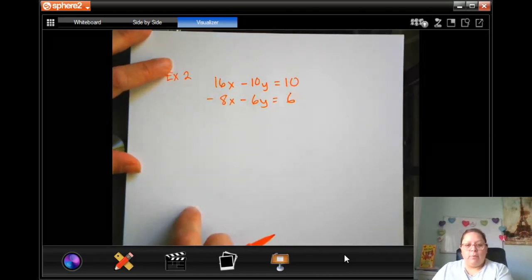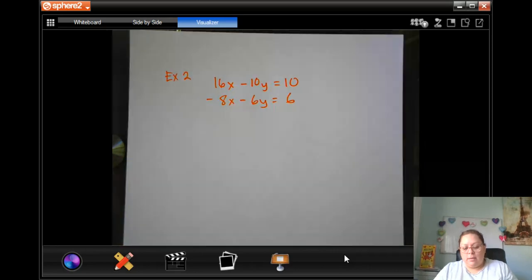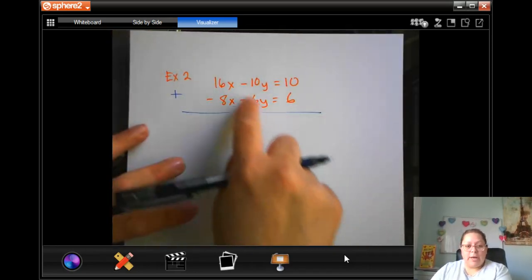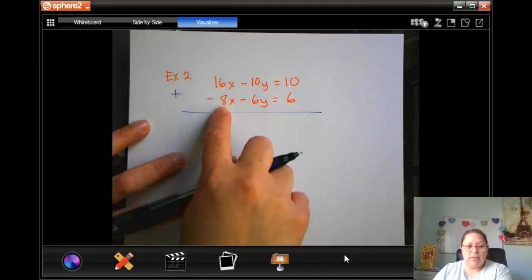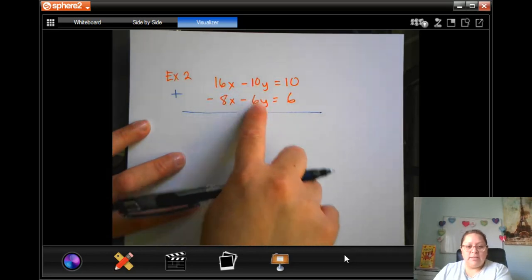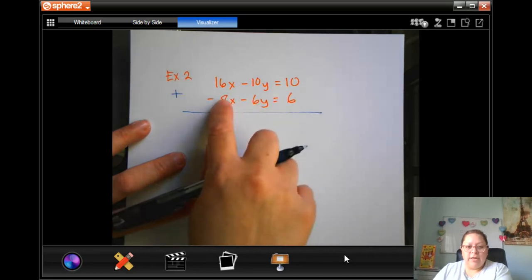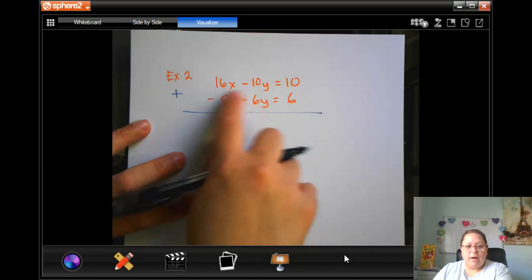Ask yourself, which variable could I eliminate? If I add them together, could I easily eliminate a variable? Looking at this, no. This is going to get you 8x. This is going to get you -16y. So the next thing you want to ask yourself, okay, do they have anything in common?